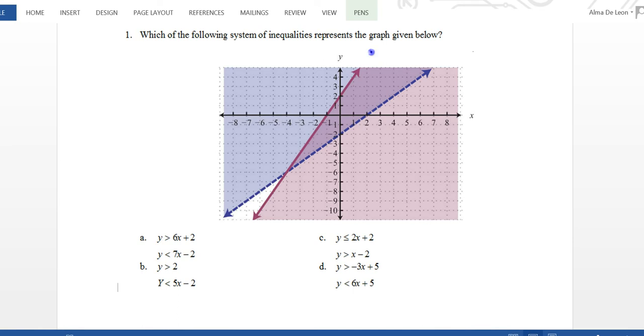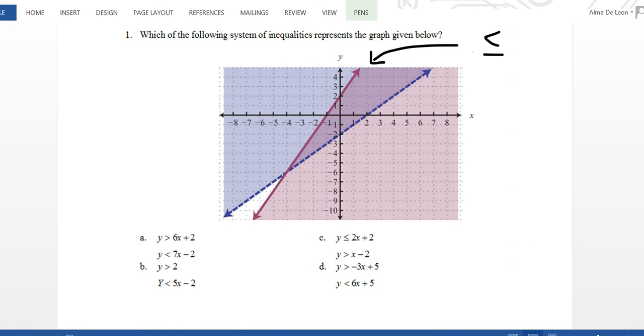This equation has a solid line and it is shaded below. So this would imply that the inequality for it is going to be a less than, because it's shaded below, and it's going to be a less than or equal to because we are working with a solid line.